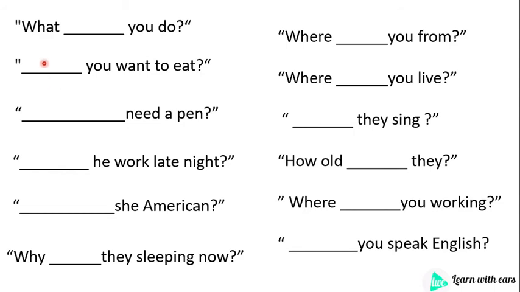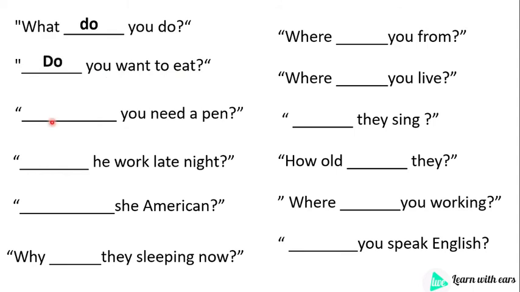Here, what you do? So here there is a verb. With verb we use do and does. You is plural, so we'll use do. Next sentence, you want to eat. So here we have a verb and you is plural. With plural we use do. Do you want to eat?